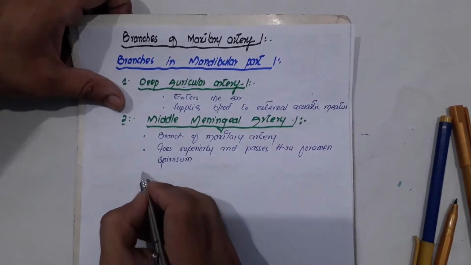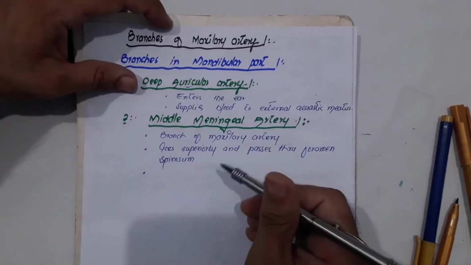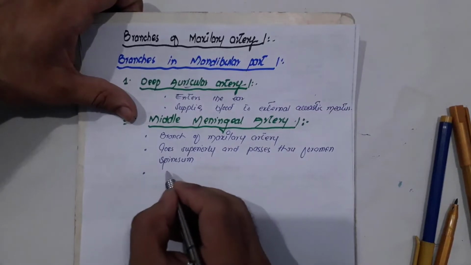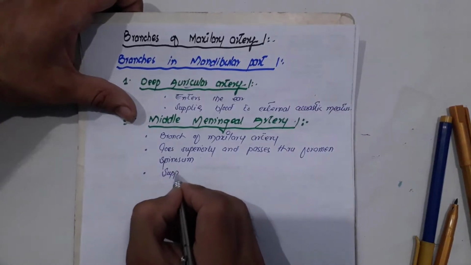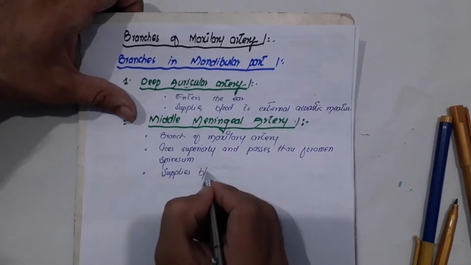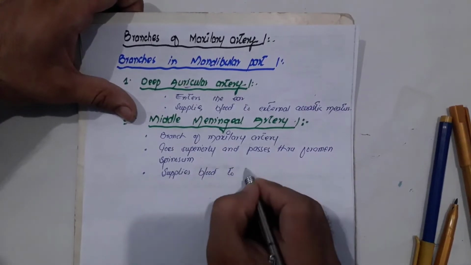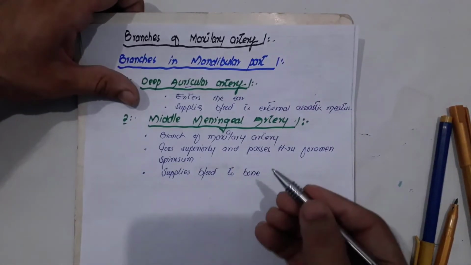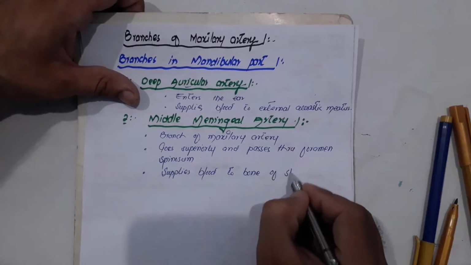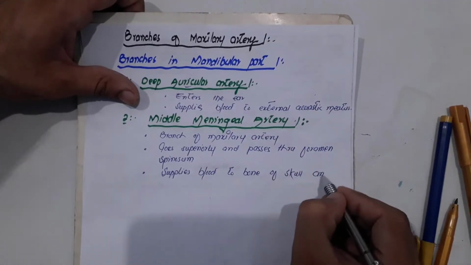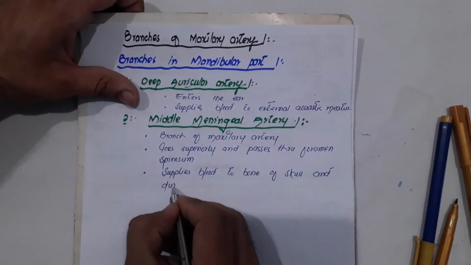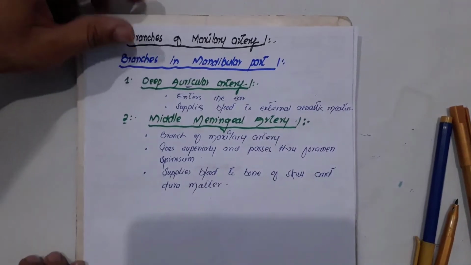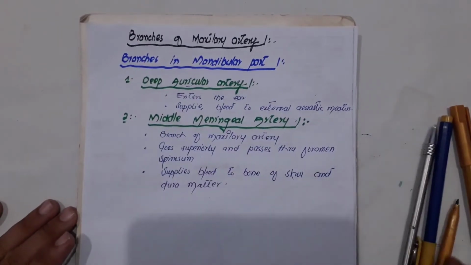Yes. Then where does it go? It supplies the bones of the skull and the dura mater. So we can write here that it supplies blood to the bones of the skull, mostly in the middle cranial fossa, and to the dura mater. Right, this was about the middle meningeal artery.